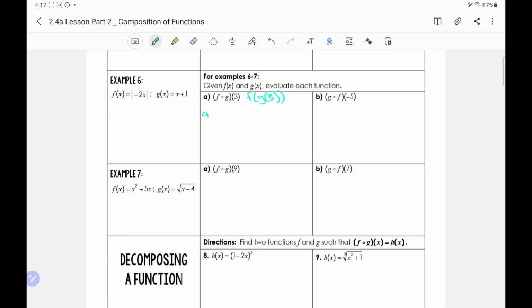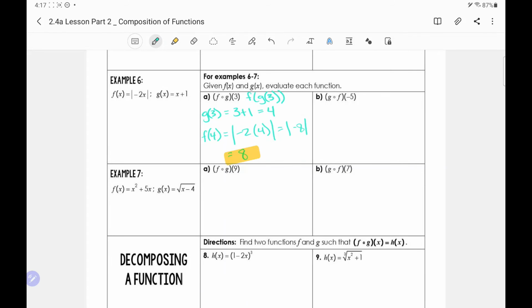So the first thing I need to do is evaluate g of 3. X plus 1, I just put 3. So 3 plus 1 is 4. That's easy enough. So then I use the answer for g of 3 to evaluate f. So I'm going to do f of 4, because g of 3 is 4. That's why it's f of 4. So it's the absolute value of negative 2 times 4, which would be the absolute value of negative 8, which would be 8. And then notice this time it doesn't ask us to give the domain. So once we found the answer is 8, that's all we needed.